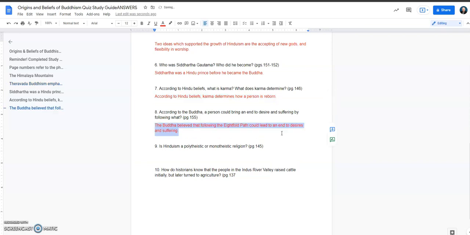Number 8, according to the Buddha, a person could bring an end to desire and suffering by following what? That would be following the Eightfold Path. So, according to Buddha, the goal is you want to end suffering. In order to end suffering, you want to end desire. Desire meaning wanting things. Stop wanting all this stuff, wanting money, fame, possessions. Give all that stuff up. And the way to end desire, because it's easier said than done, would be to follow the Eightfold Path. The Eightfold Path was basically Buddha's 8 steps towards achieving an end to desire, towards achieving an end to suffering.